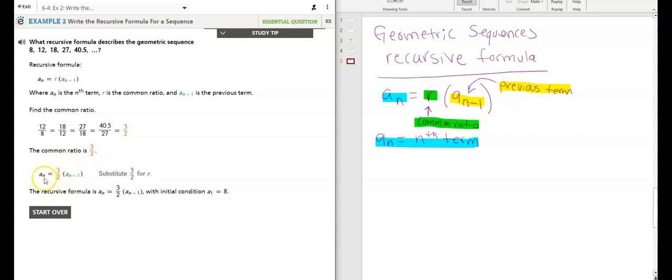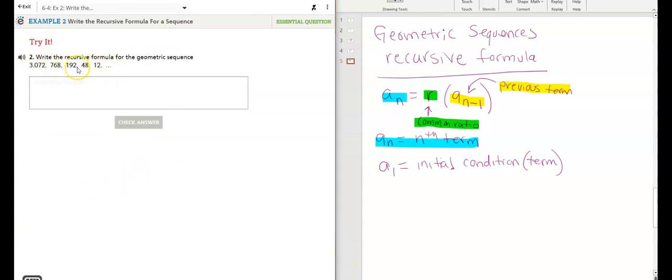Then we're going to plug it into our equation here. So I'm going to replace R with 3 over 2. And then I need to make sure that they know that my initial condition, my A1, is 8. Okay, so when you have a recursive formula, you need to let them know what your A1 is, which is your initial condition or term. Okay, so we're going to look at this problem here. Can you find the common ratio and write a recursive formula for this sequence?